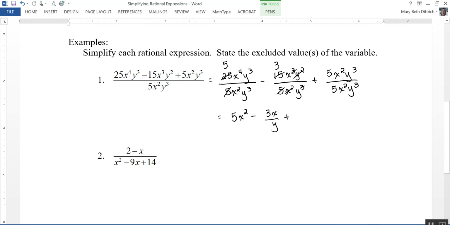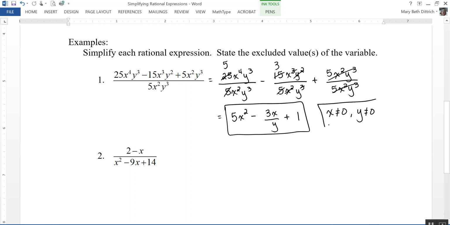Plus, notice that my numerator and my denominator are the same. That doesn't necessarily go away. That is actually equal to 1. So simplified, I have 5x squared minus 3x over y plus 1, which I guess technically isn't a polynomial since it has a variable in the denominator. Excluded values of the variable. Go back to your original unsimplified version, and x cannot equal 0. And y cannot equal 0. So those would be my excluded values of the variables.